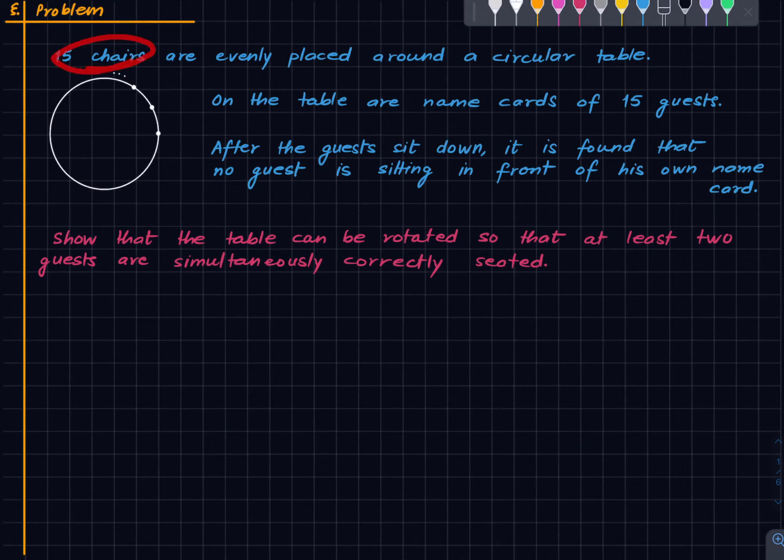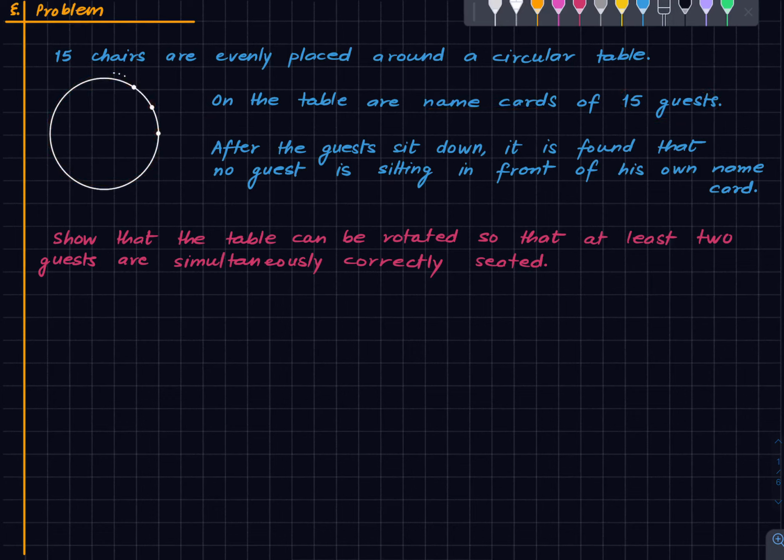15 chairs are evenly placed around a circular table. So you can imagine one chair here, one chair there, and a total of 15 chairs. On the table are name cards of 15 guests which are to arrive. So these are all name cards.